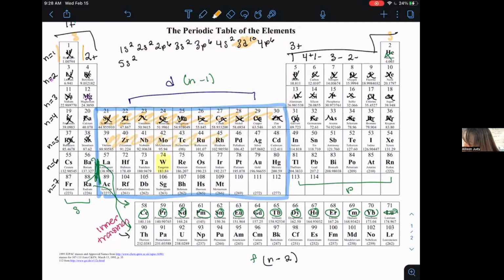Trippy, trippy. 4d, because the d zone is always 1 less energy level than what you think it is. It's always 1 row lower than you think it is in numbers. Then you jump back up to, because we are in the 5th row, 5p6.